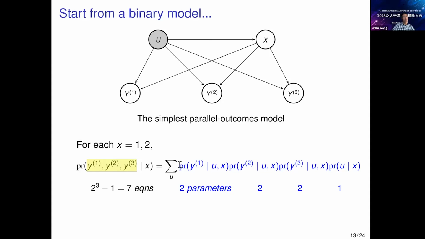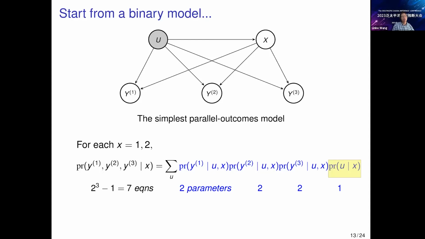On the right-hand side, for each x, because y is binary, we get 2 parameters here, one for u equals 1 and one for u equals 2. Similarly, 2 parameters here, 2 parameters here, and lastly, 1 parameter here for fixed x. So in total, we have 7 equations on the left and 7 unknowns on the right. So this problem looks promising. We have the same number of equations and the same number of unknown parameters.